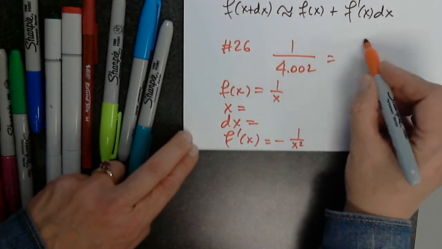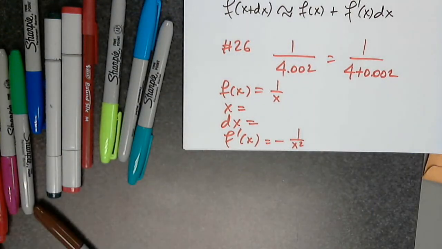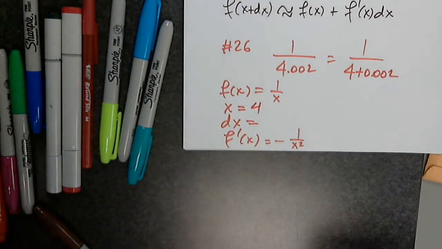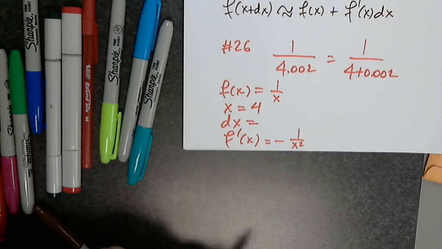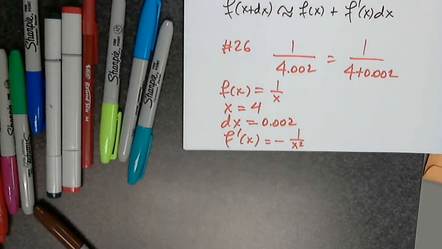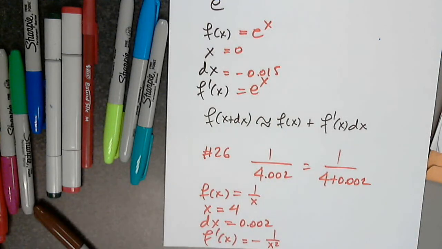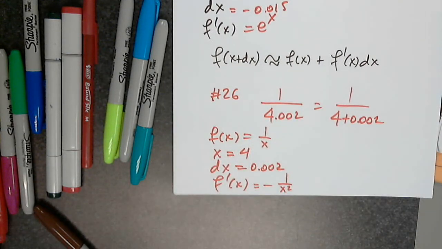Well, obviously, this is 1 over 4 plus 0.002. What is x? 4. What is dx? That's it. Dx must be a tiny number. It can be positive or it can be negative. So this is an example in which it's positive. This is an example in which it's negative. So dx can be on the left-hand side of x or it can be on the right-hand side of x, meaning it can be positive or negative.